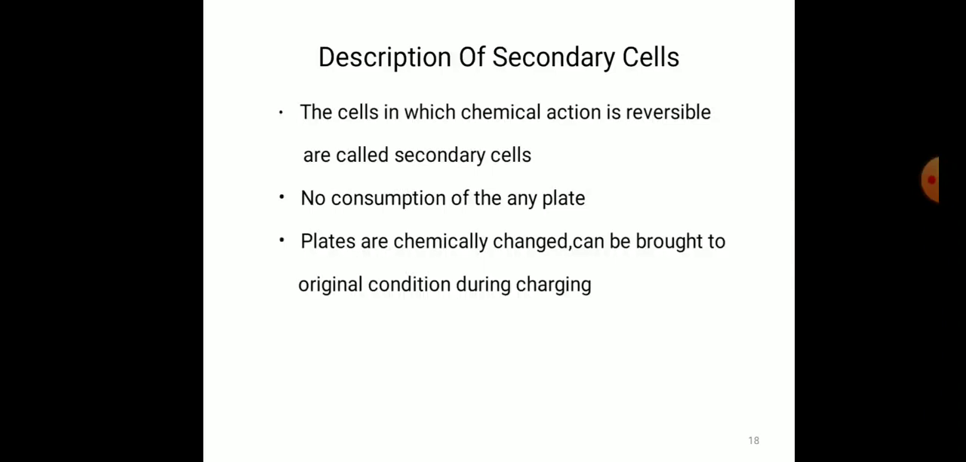What is the meaning of consumption of the plate? The plates are damaged during the chemical reaction. Coming to secondary cells, there is no consumption of any plate. Plates that are chemically changed can be brought back to original condition during charging. There are two processes: charging and discharging. During charging we bring the plates back to original condition.